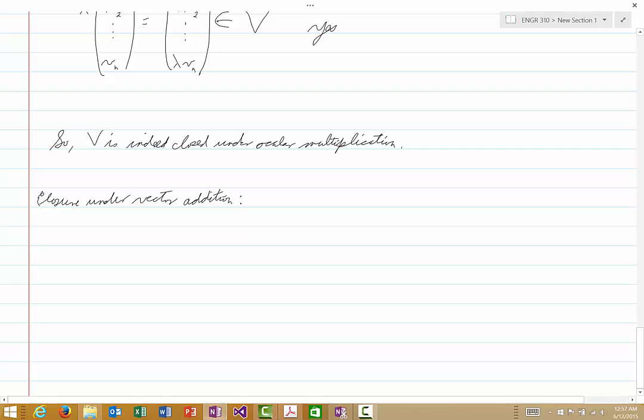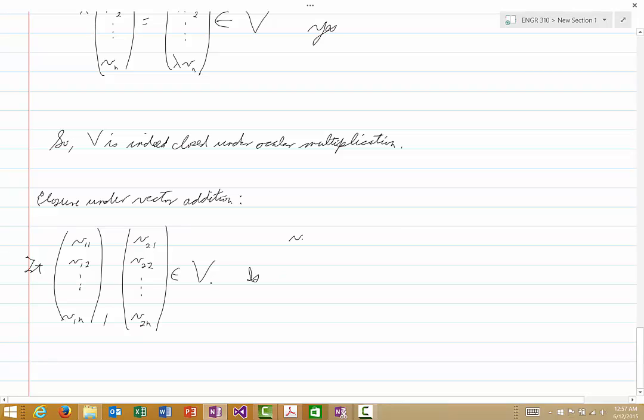Well, maybe I should just spell this out. So let's let v11, v12, dot, dot, dot, v1n, so we'll say let that vector and v21, v22, dot, dot, dot, v2n be two elements of V, and what we're asking here is, v11, v12, dot, dot, dot, v1n plus v21, v22, dot, dot, dot, v2n. Is that an element of V?